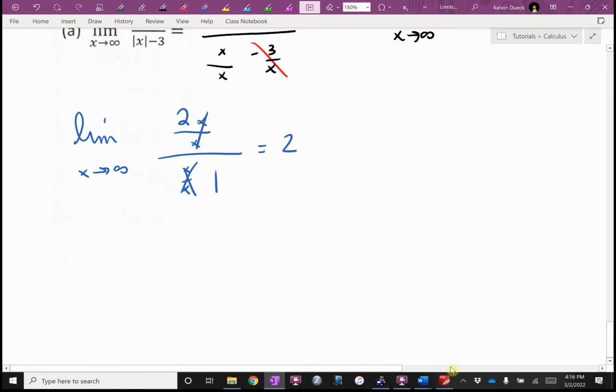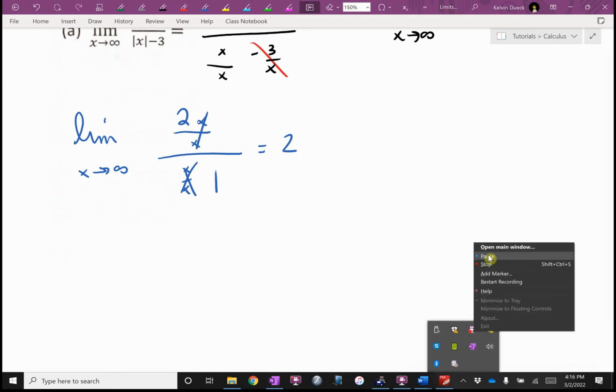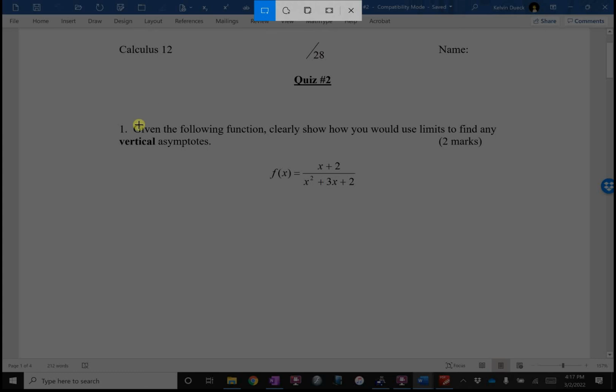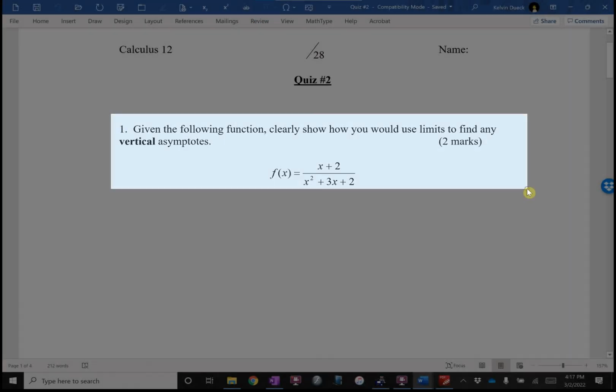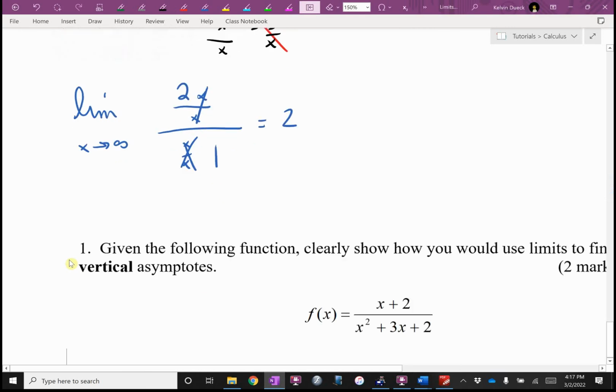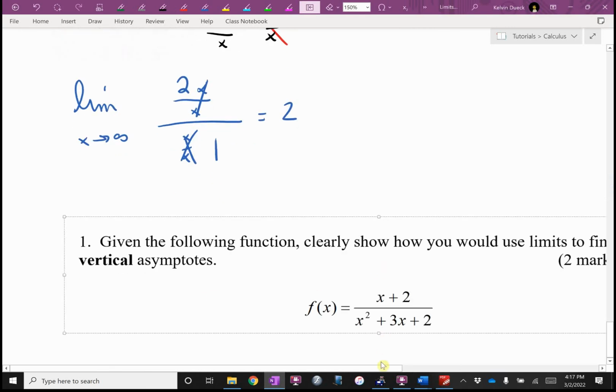Yep. Let me pause for a second. Number 1. Okay. I think I typed this one up. This looks like the way I format things. Alrighty.